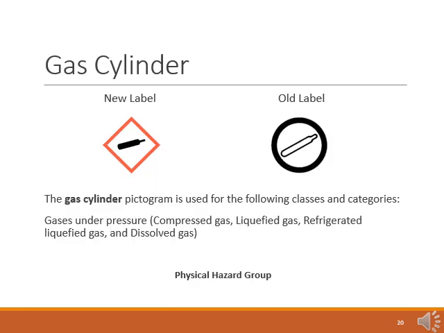The gas cylinder pictogram. You can see the new pictogram on the left and compare it with the old pictogram on the right. The gas cylinder pictogram is used for the following classes and categories: gases under pressure, such as compressed gases, liquefied gas, refrigerated liquefied gas, and dissolved gas. And this is a physical hazard group.